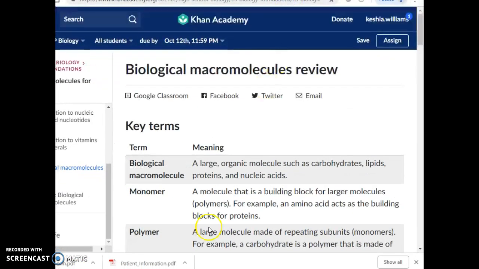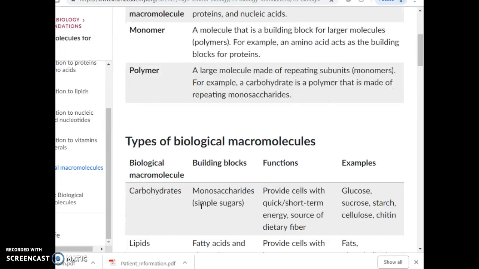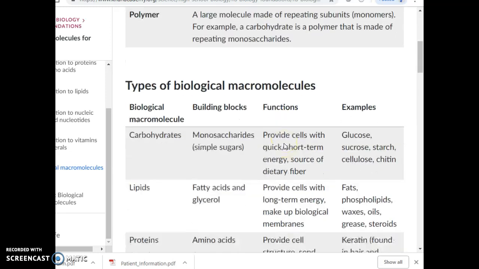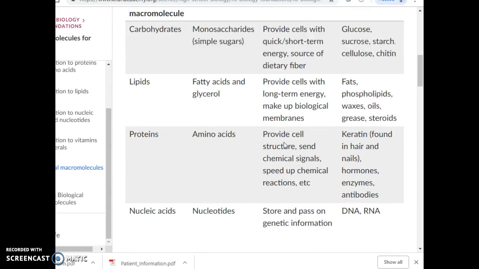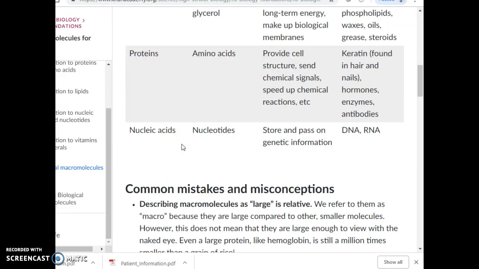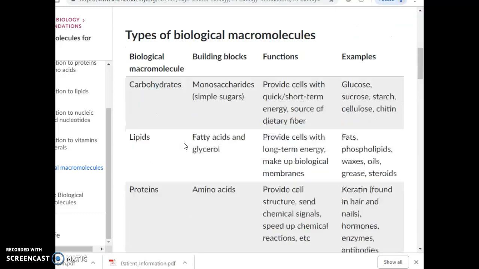In wrapping up, make sure that you go back and review biological macromolecules. Remember, monomers are the building blocks for larger molecules known as polymers, and that we studied carbohydrates, lipids, and proteins. Nucleic acids are part of that, but we focus on these three. Make sure you know this chart and that you're able to utilize or understand which tests correlate to the corresponding macromolecule for identifying.